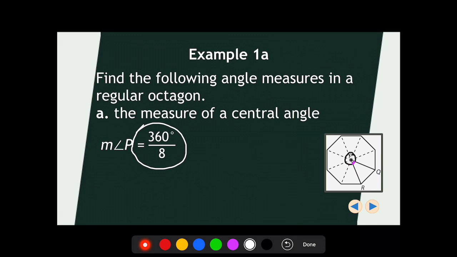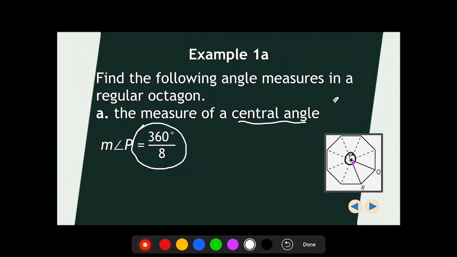And then I need to divide that by the number of triangles that I have. Since this is an octagon, which is 8 sides, I know there's 8 triangles in the octagon. So to find the measure of the central angle, there's a formula. You could write this down if you'd like to. You could entitle it central angle on your formula sheet.